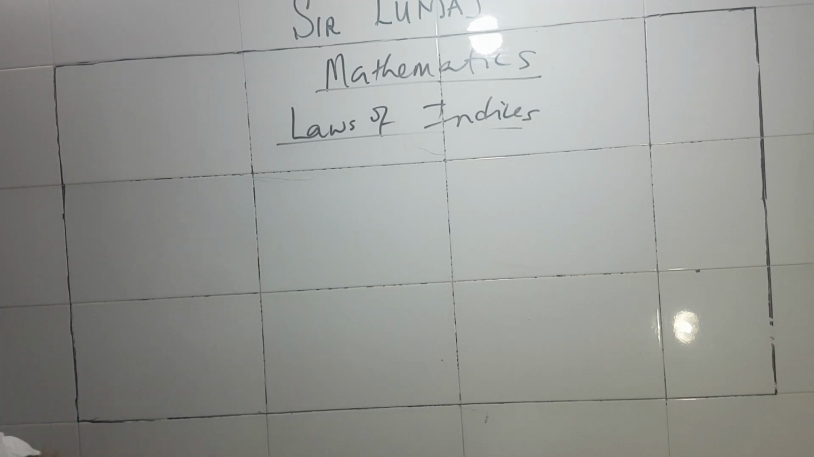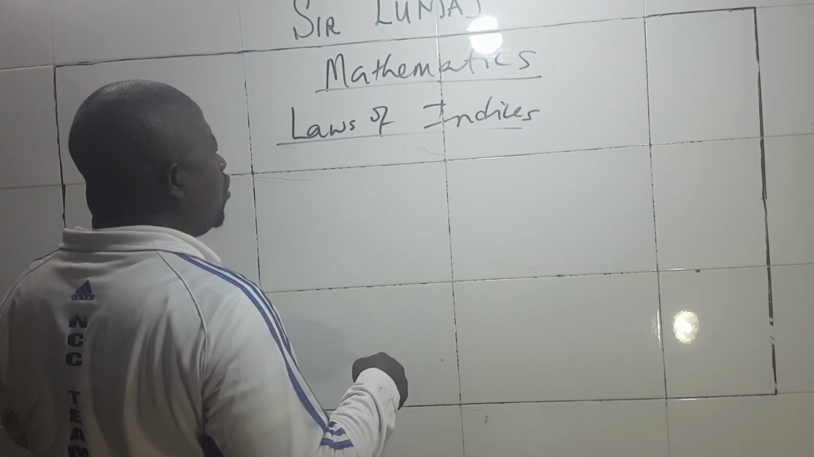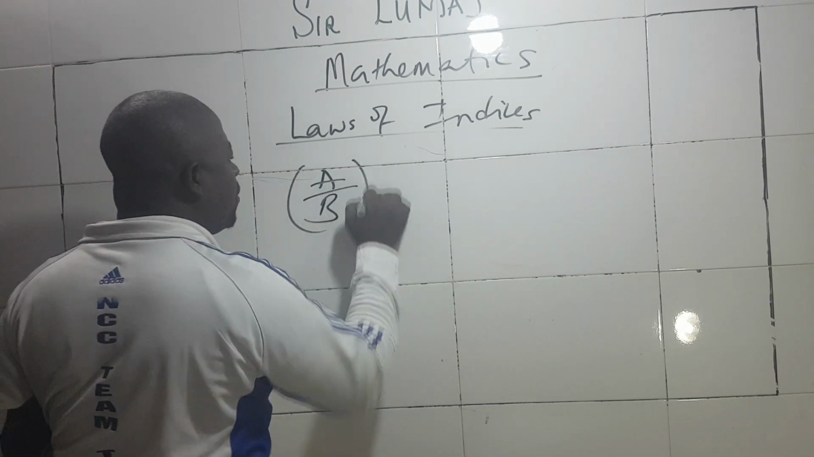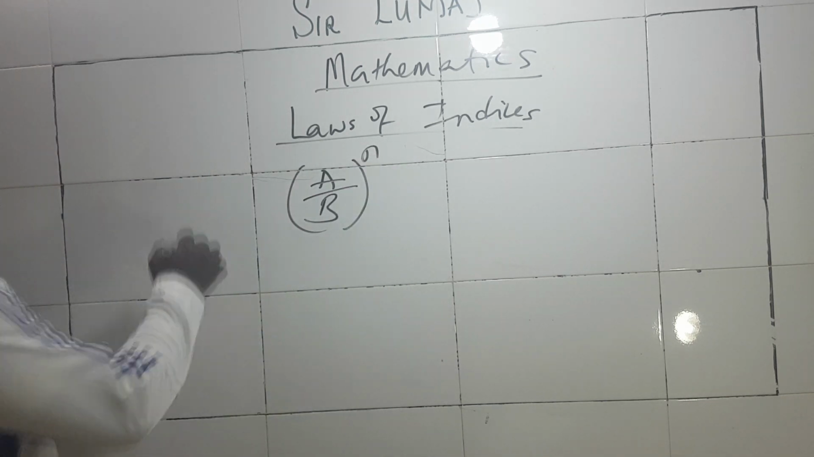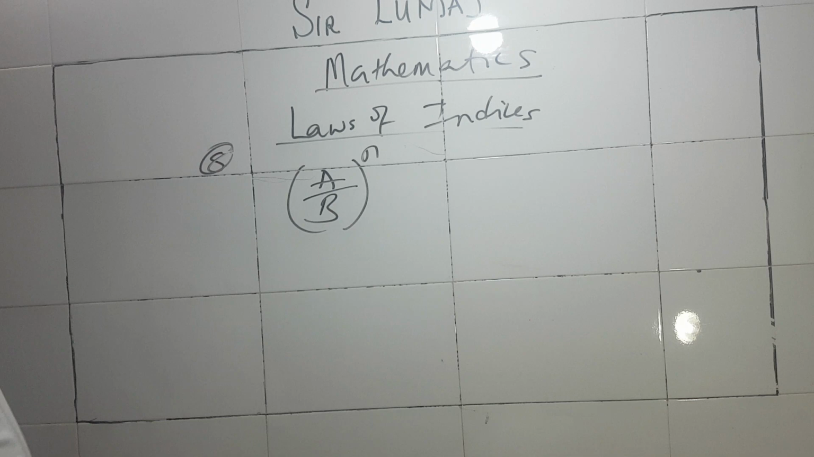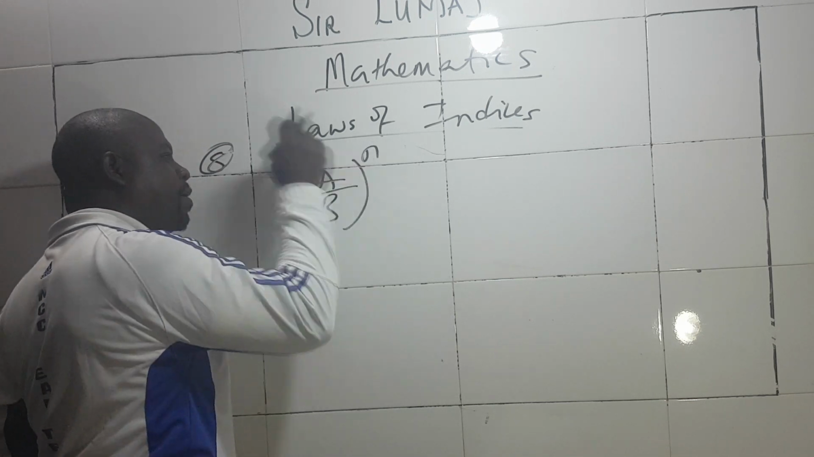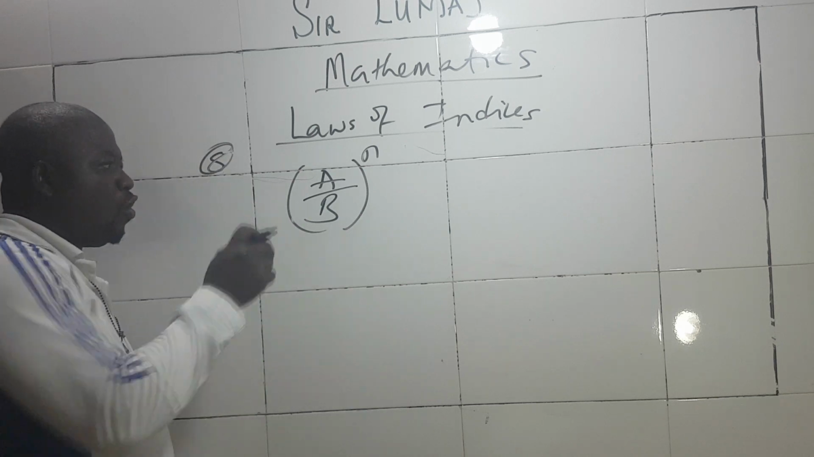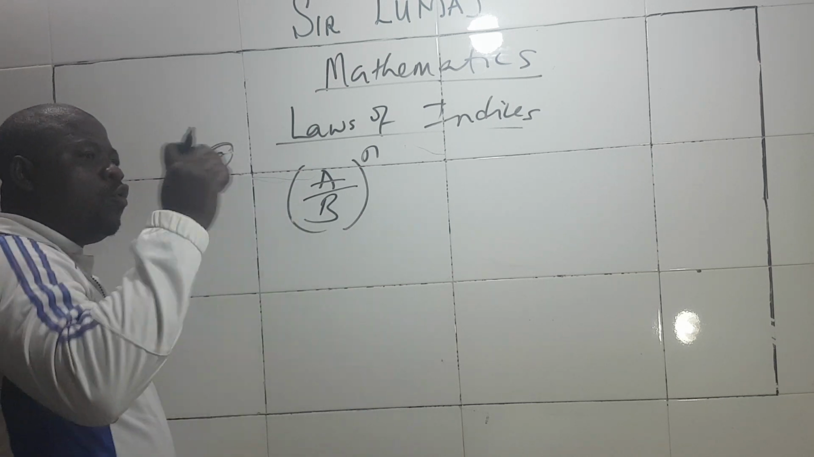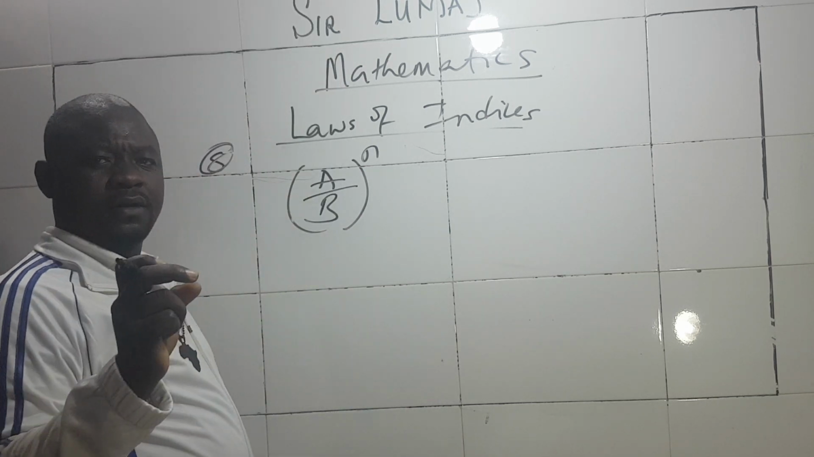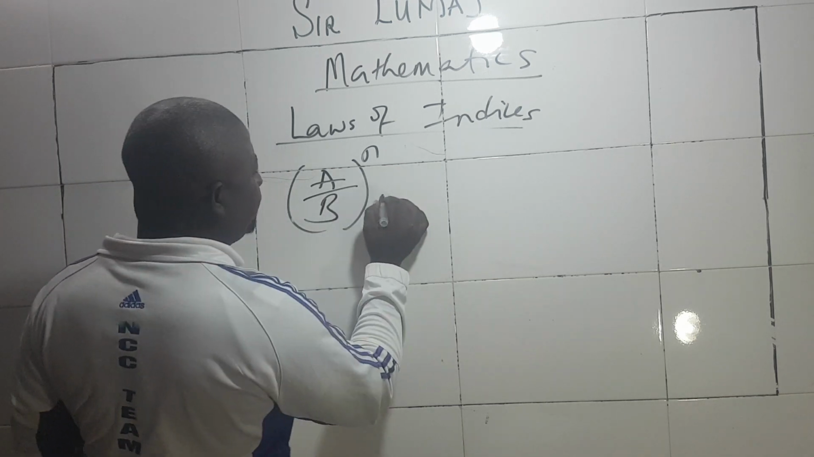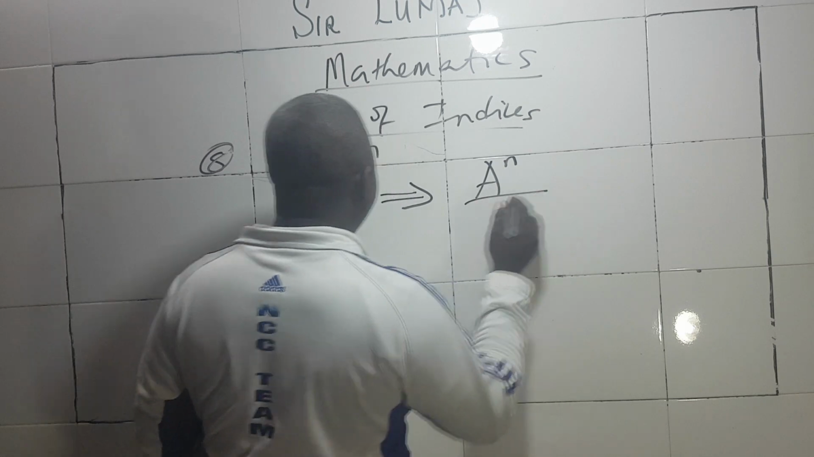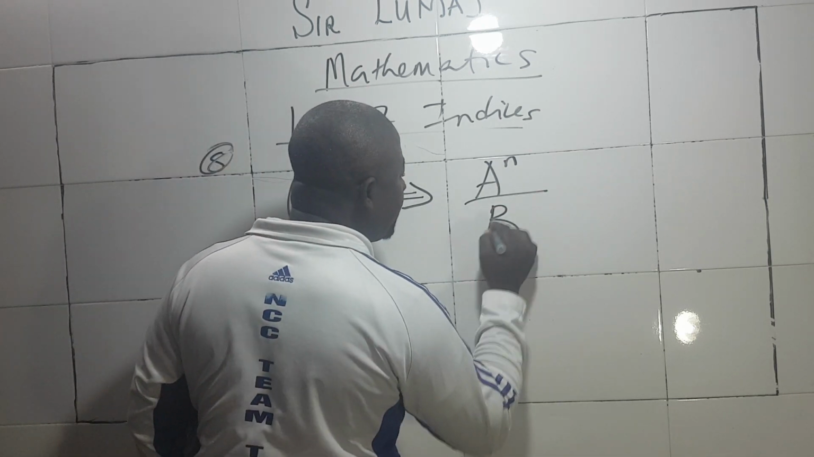So the last rule, which is the 8th rule, says that when you have a fraction to the power n, a over b raised to power n, for you to solve this problem, each of the fraction will now carry its power. How do I mean? It means that this will now be a raised to power n all over b raised to power n.